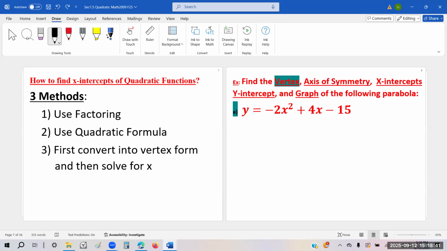Do you see the vertex here? Is the vertex given to us directly? That means we need the help of the formula. So let's start with the vertex. Our first goal is to find the vertex. But a vertex has two things, x and y. So we need to find both of them.